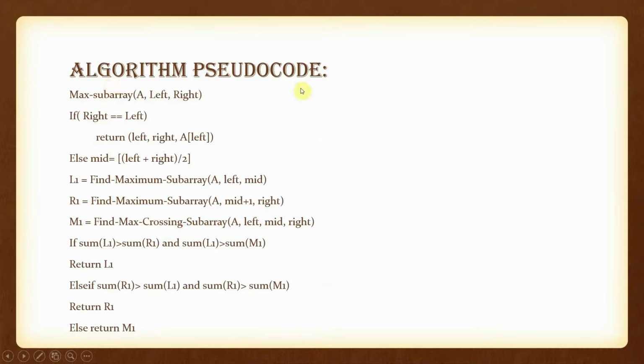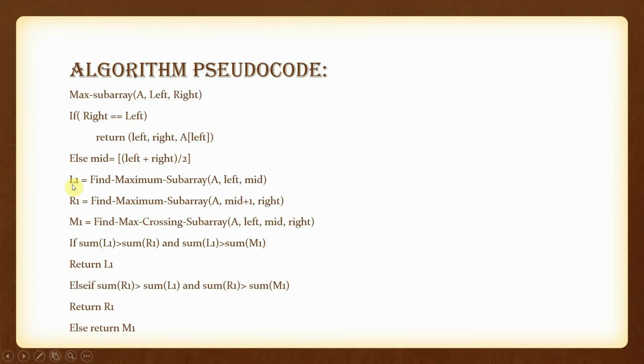So here is the pseudocode of our algorithm. We have the method max subarray and we are sending array A, leftmost index as left, rightmost index as right. Then we'll check if left and right indexes are equal or not. If they are equal, we'll return left index, right index and the value at the index. Then we'll go to else. For finding the midpoint, we'll add left and right index and then divide it by 2.